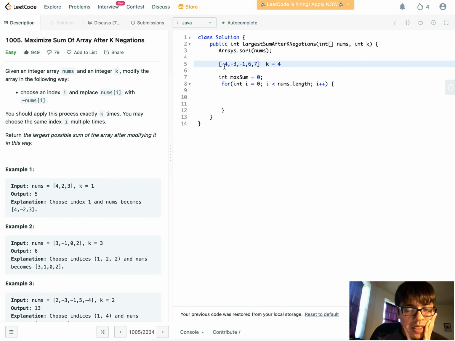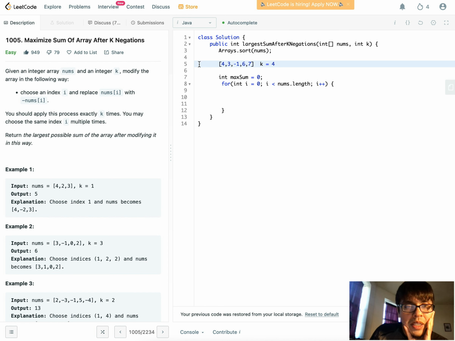What if I did, remember, we can repeatedly negate an element. So what if I did 4 plus 3, negative 1, and then I have 1 left. So should I turn 6 negative? Nope, I should stay on negative 1.